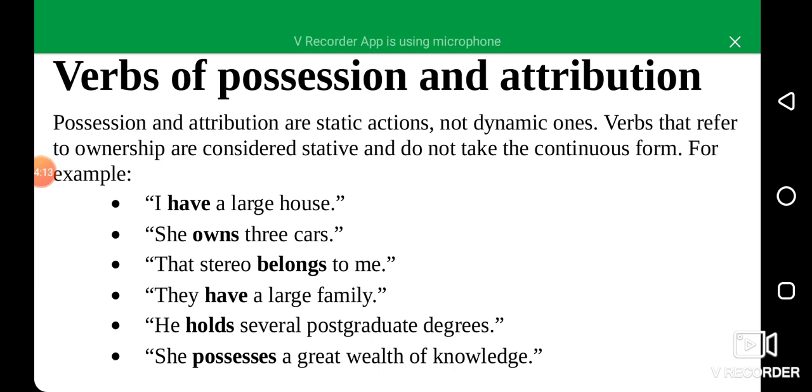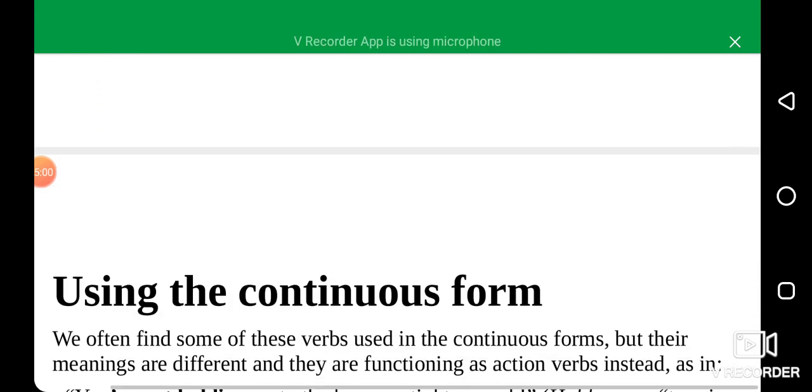For example, we say I am having a large house. This is incorrect. She is owning 3 cars. This is also incorrect because they show possession, and that's why they have been considered stative, not action verbs, because they just show the belongings, ownership, that something belongs to some person, some subject. But if there is a condition where they don't show any possession, ownership, or belonging of the thing to the subject, then in that particular context, you can make their participles.